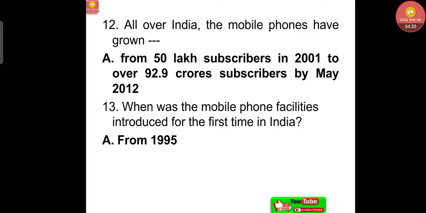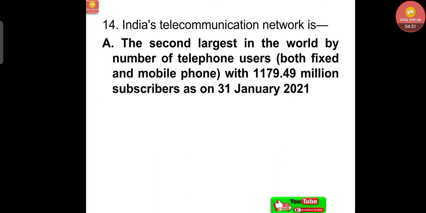All over India, the mobile phones have grown from 50 lakh subscribers in 2001 to over 92.9 crore subscribers by May 2012. When was the mobile phone facility introduced for the first time in India? That was from 1995. India's telecommunication network is the second largest in the world by number of telephone users, both fixed and mobile phone, with 1,179.49 million subscribers as on 31st January 2021.